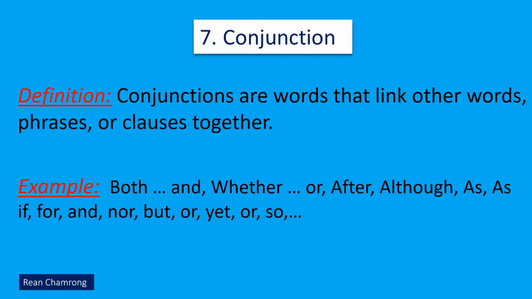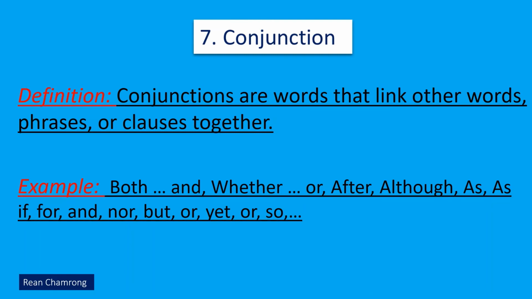Number 7. Number 7 is conjunction. So, what is a conjunction? Conjunctions are words that link other words, phrases, or clauses together. Again, conjunctions are words that link other words, phrases, or clauses together. Example: both and, whether or, after, although, as if, okay, for and nor, but, or yet, or so. We call them friend boy. Yes.